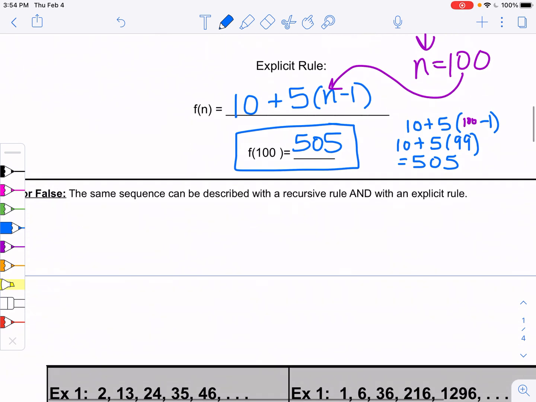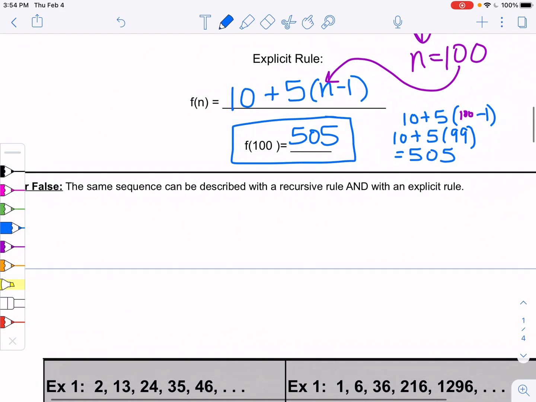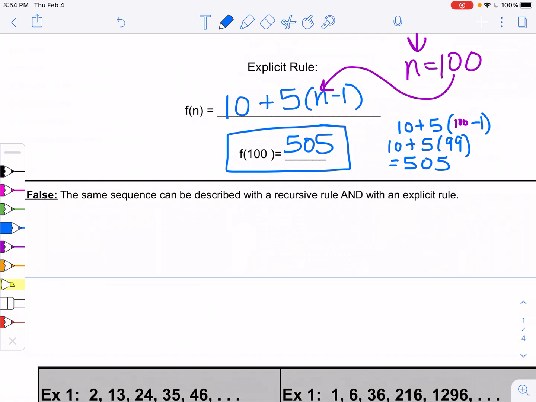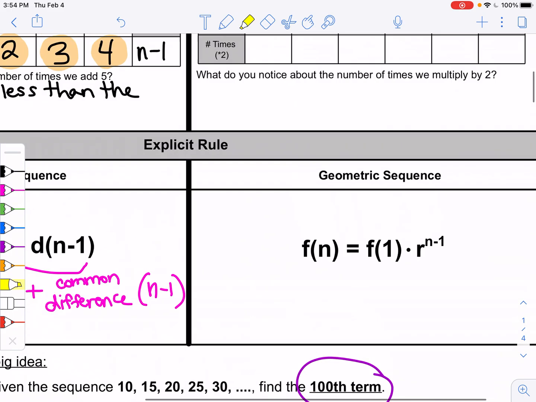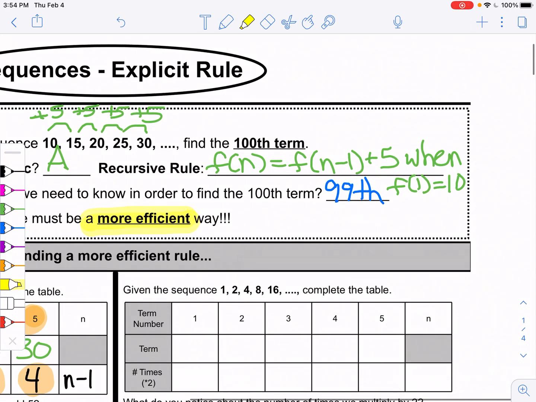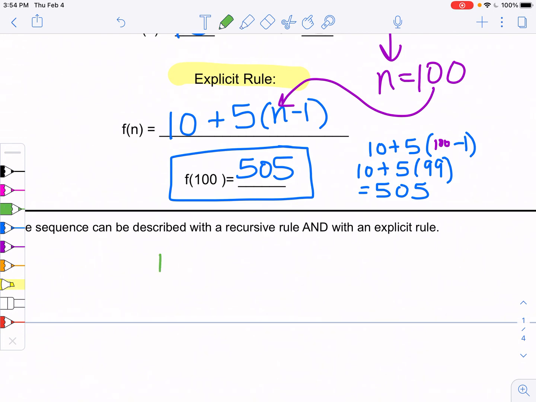The same sequence can be described with a recursive and an explicit rule, true or false. Well, we know that we can describe this sequence as a recursive and an explicit rule because here is the explicit rule right here. And then if we go up top, we wrote the recursive rule up here. So we do know for a fact that this is a true statement. You can write it in both ways. Let's take a look at some more examples.